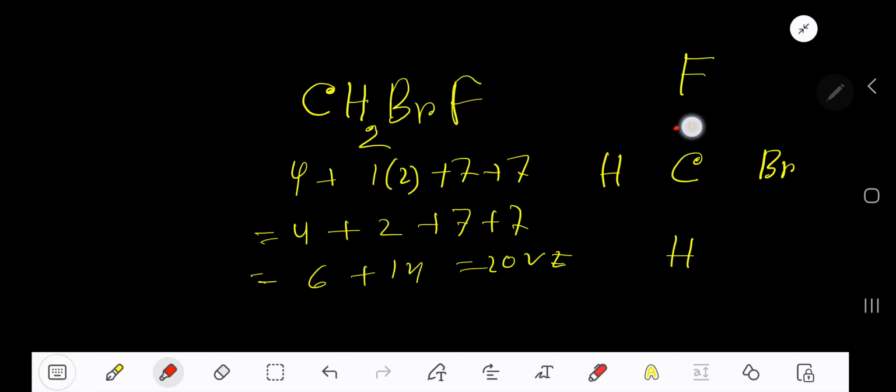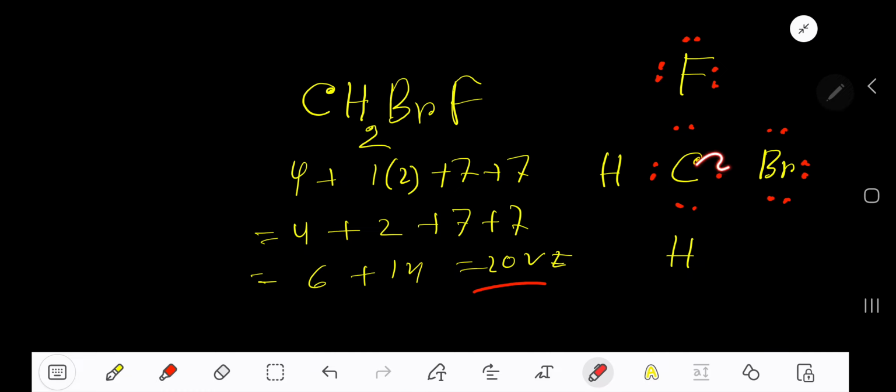Let me connect. For connection, we have used 2, 4, 6, 8. Now satisfy the octet. 2, 4, 6, 8, 10, 12, 14, 16, 18, 20. We have used all the valence electrons.